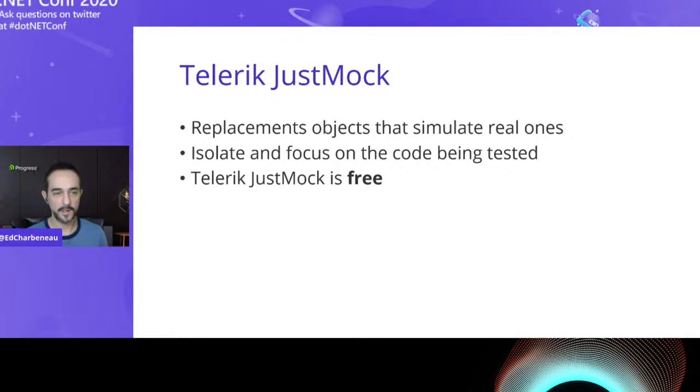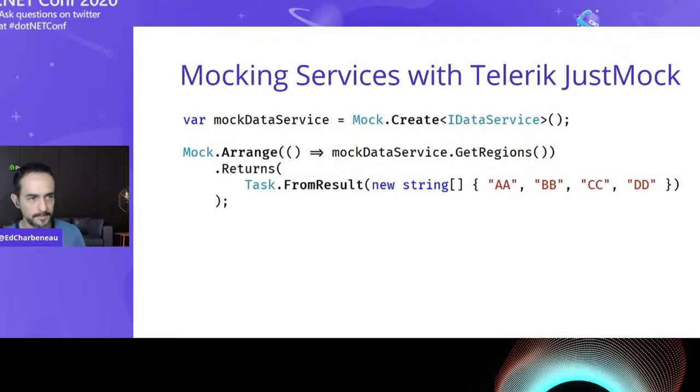There's other mocking libraries out there, but what's nice is we're looking for integration points with Blazor right now, and we're finding that bUnit is a nice fit for JustMock when we're using the Telerik UI components. So with JustMock, we're able to replace objects and simulate real ones. That lets us isolate the code that we're testing and focus on the unit under test. And best of all, JustMock's free. JustMock Lite is a free version of JustMock from Telerik.